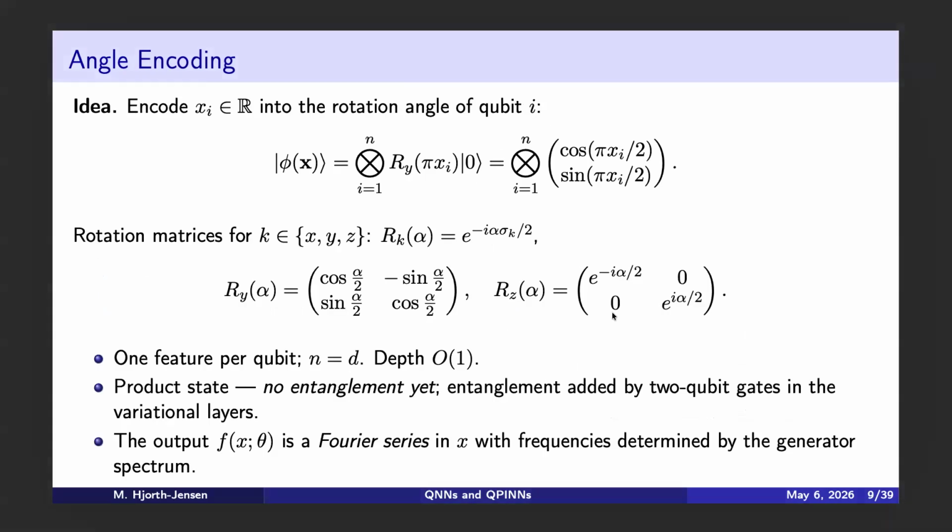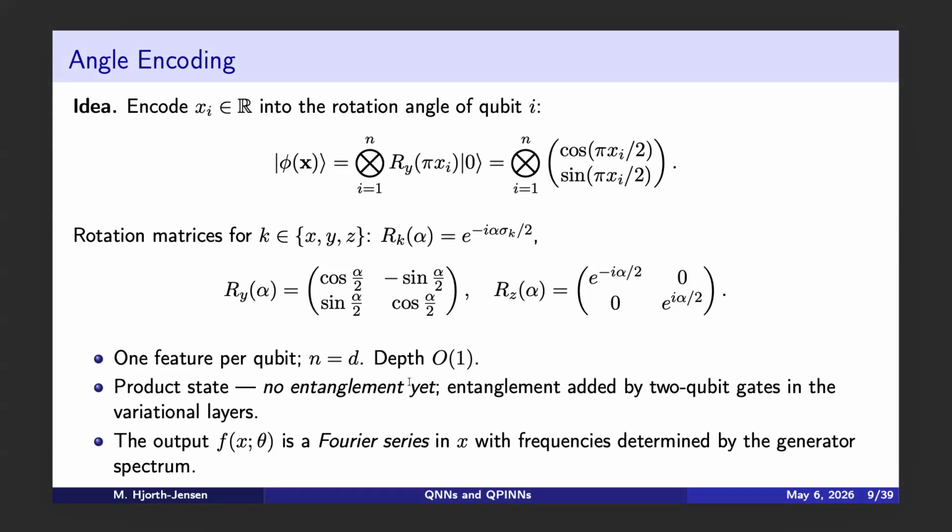There's something called angle encoding. So this is just a list of types of ways to encode the data. The idea here is that you encode xi into the rotation angle of qubit i. That means you would have a tensor product of all these rotation matrices, with rotations about y and z typically. And you have one feature per qubit. So that means that n is equal to d. You have a product state. There's no entanglement yet.